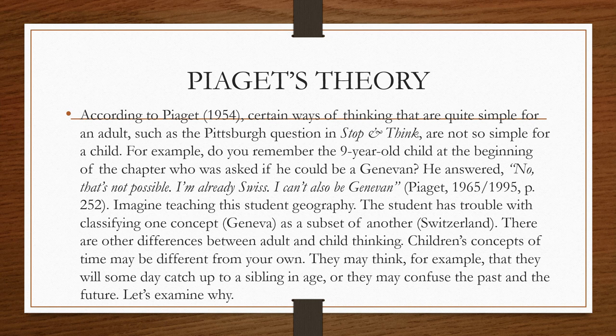Imagine teaching the student geography. The student has trouble with classifying one concept as a subset of another. There are other differences between adult and child thinking. Children's concepts of time may be different from your own. They may think, for example, they will someday catch up to a sibling in age, or they may confuse the past and the future. Let's examine why.